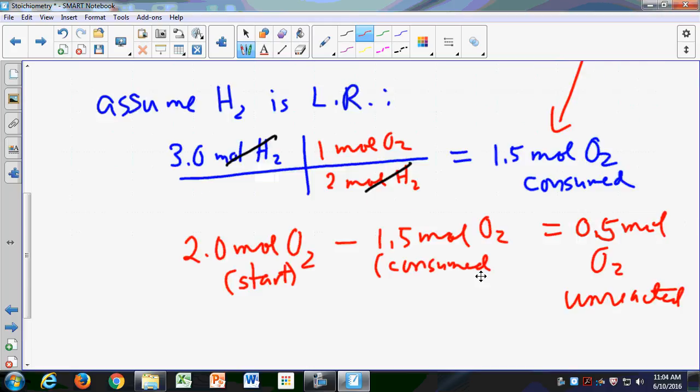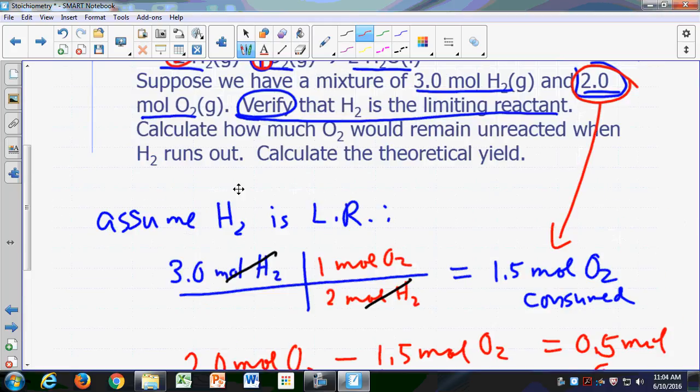How could we have gotten a contradiction? If we found that, let's say, 5 moles of O2 would have been consumed, then you say you can't consume 5 because the most you had is 2. Then that would be a contradiction.